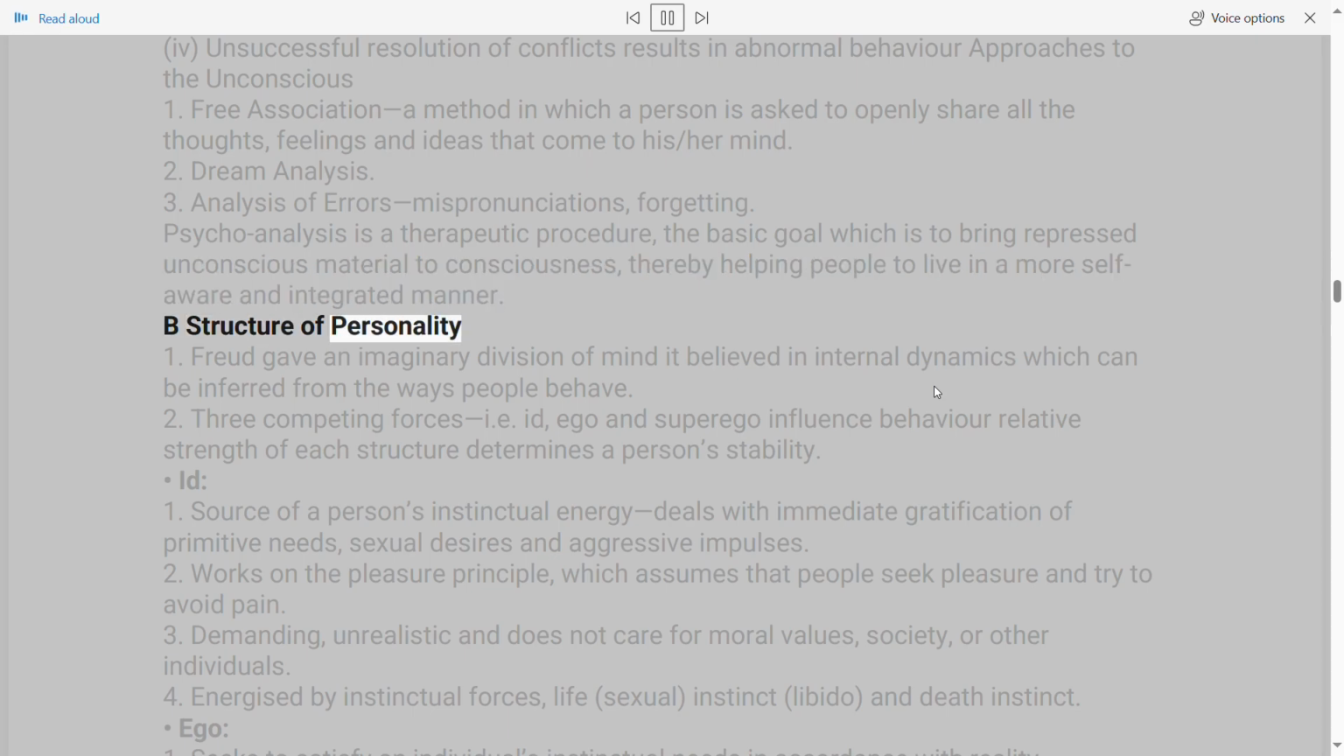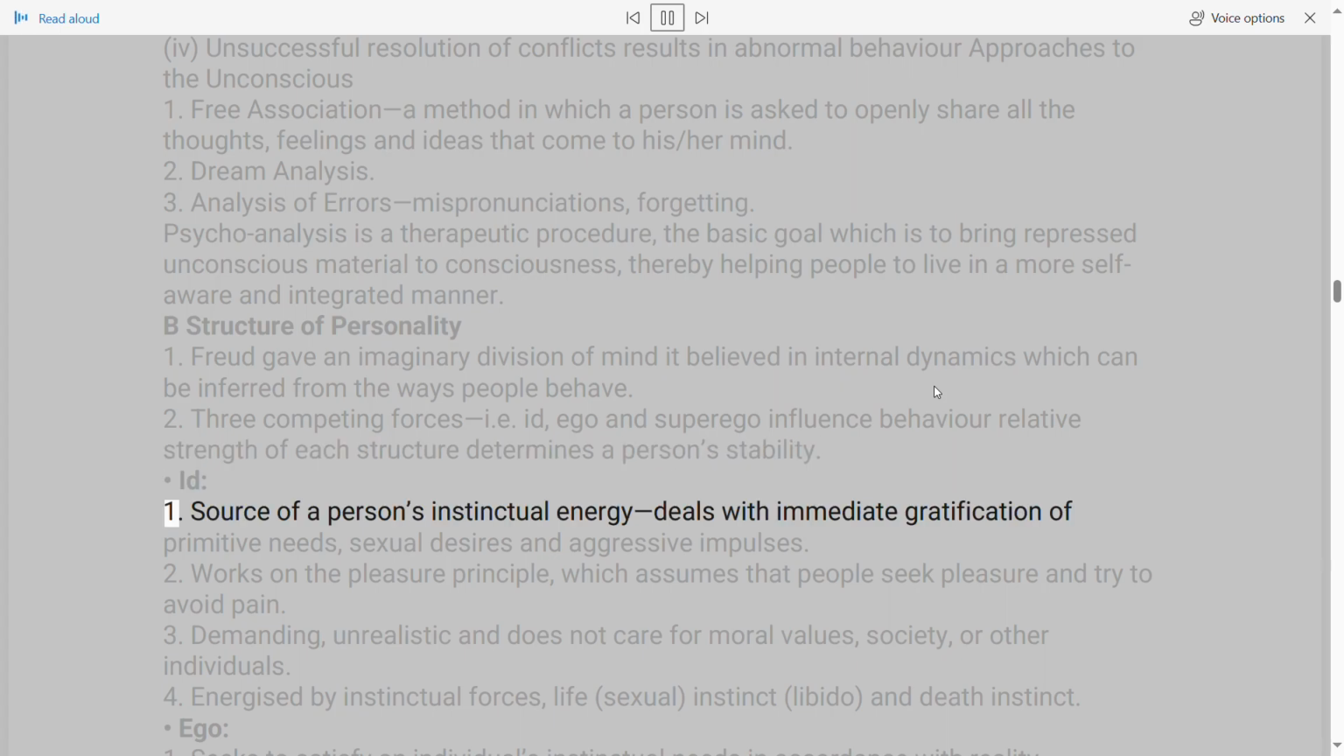B. Structure of personality. 1. Freud gave an imaginary division of the mind. He believed in internal dynamics which can be inferred from the ways people behave. 2. Three competing forces, id, ego and superego, influence behavior. The relative strength of each structure determines a person's stability.